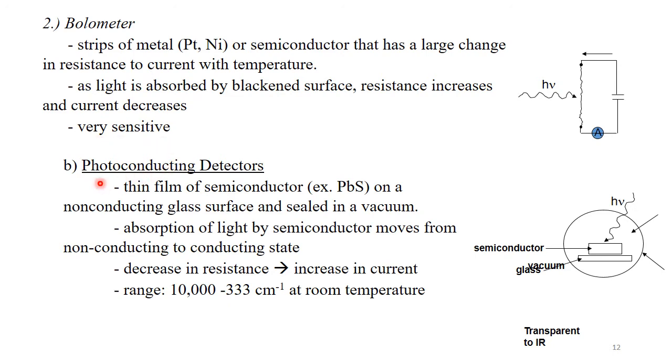Now the second one is photoconducting detectors. Thin films of semiconductors on a non-conducting glass surface and sealed in a vacuum. Absorption of light by the semiconductor moves it from a non-conducting to a conducting state. Decrease in resistance, increase in current. It ranges from 10,000 to 333 cm inverse at room temperature.